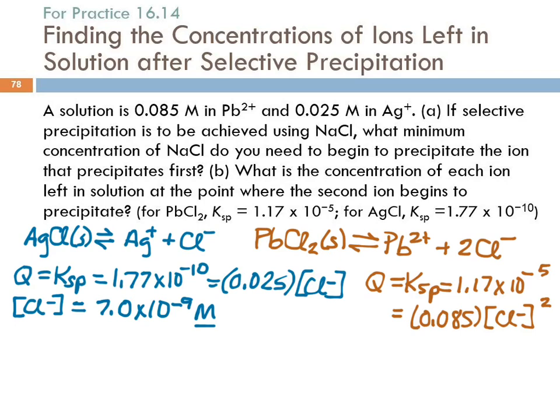I know, it's a little disturbing, isn't it? The chloride ion concentration comes out to 1.17 times 10 to the minus 2.